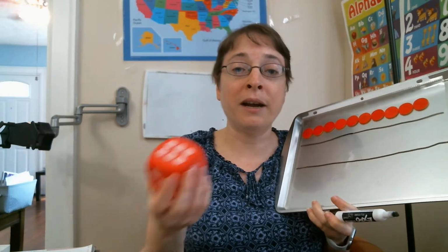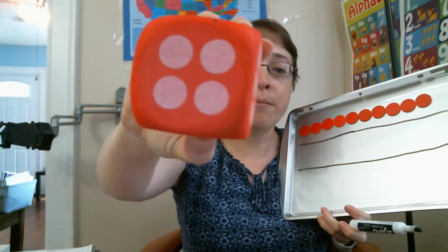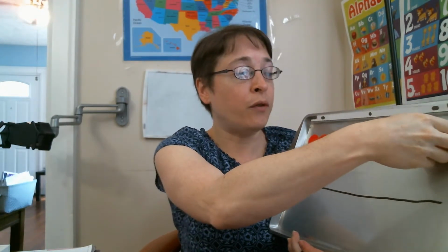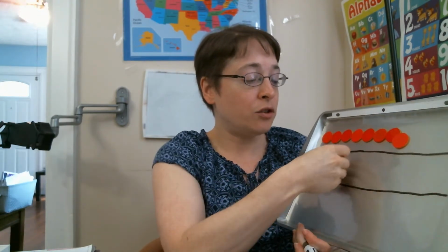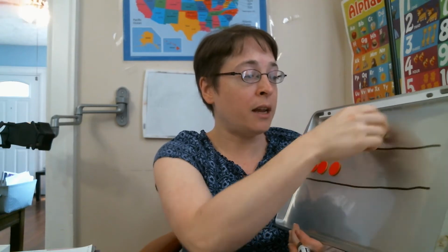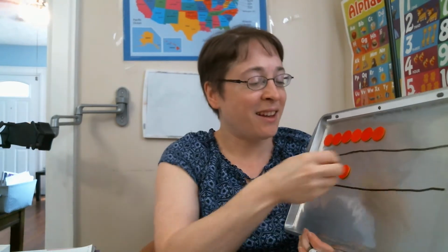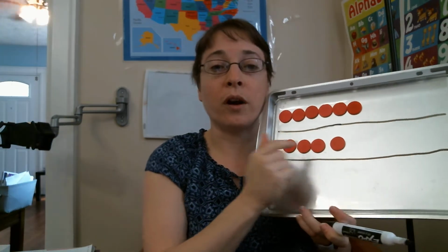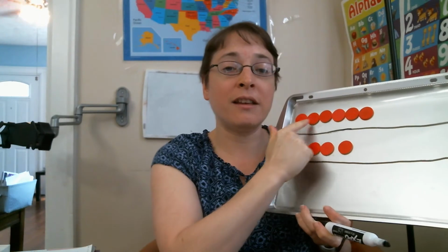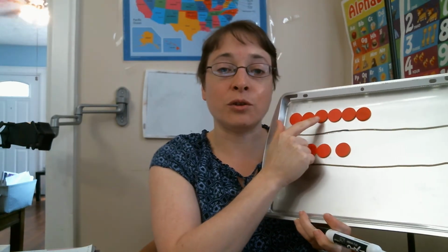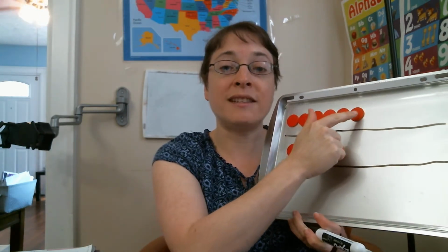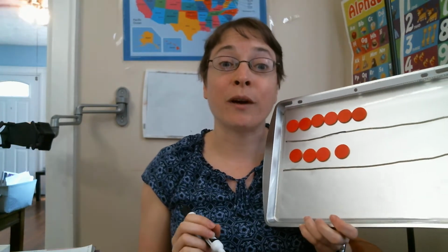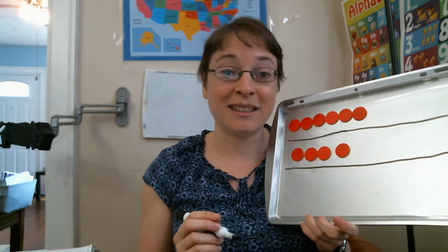So I'm going to roll my dice, and I rolled what number? 4. So I'm going to move 1, 2, 3, 4. So 4 are in one group. How many are in this group? 1, 2, 3, 4, 5, 6. So let's write our number sentences.